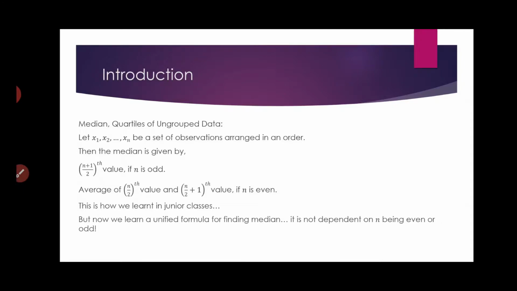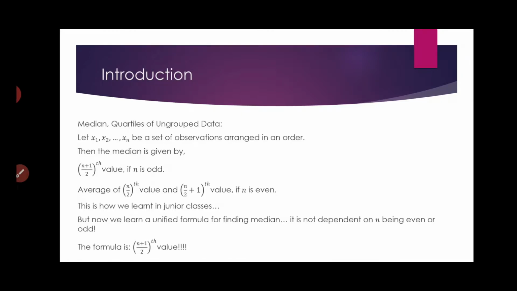Now instead of remembering the formula in this way, where n is odd or n is even, let us give a unified formula. A unified formula means a formula which will be free of the fact that n is even or odd. It will be applicable to any kind of n, be it odd, be it even, doesn't matter. So that formula is basically the (n plus 1) by 2th value. How is it happening? Let us understand how it works.